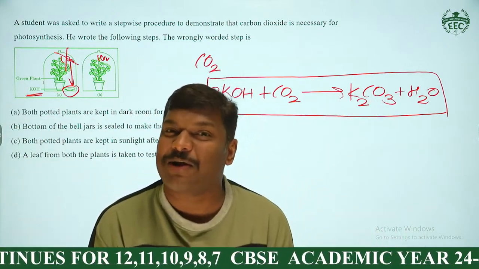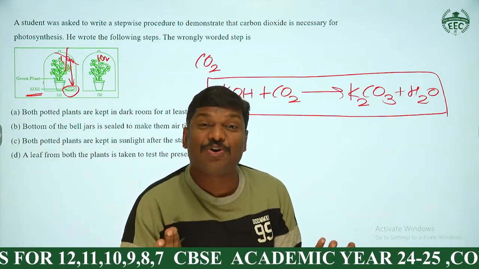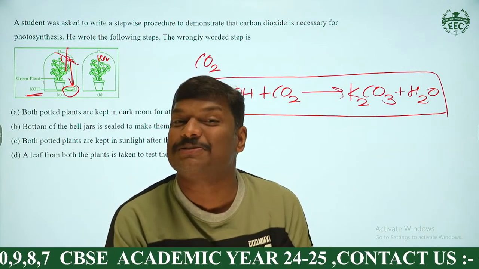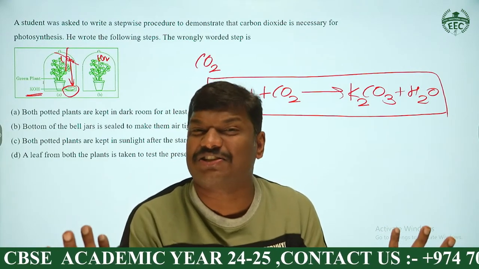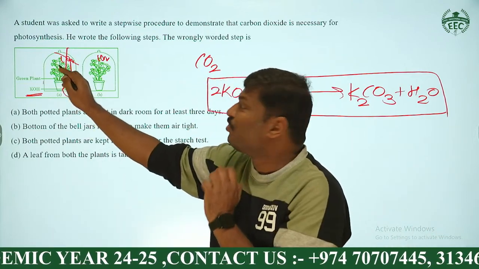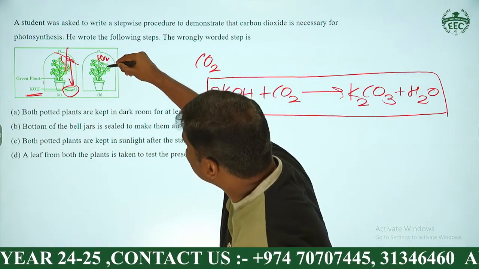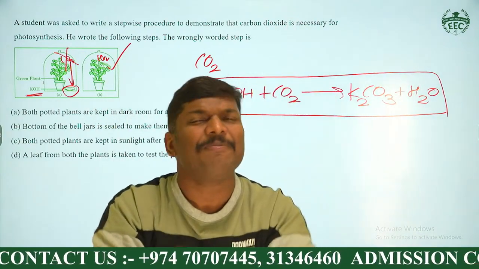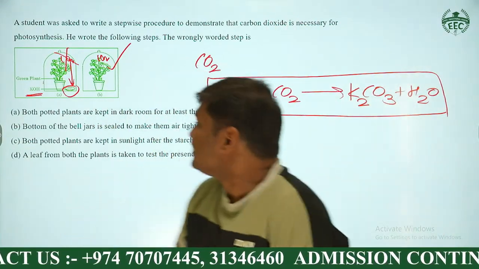So if there is no carbon dioxide, what will happen? There is no photosynthesis, right? And no photosynthesis means there is no glucose, so there is no starch, and there is no positive starch test, right? That's why here there is no photosynthesis, because there is no carbon dioxide. And here carbon dioxide is there, photosynthesis is there, the starch test is positive, everything is safe. So that is my reason.